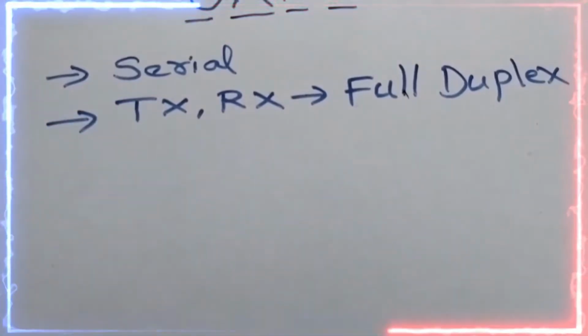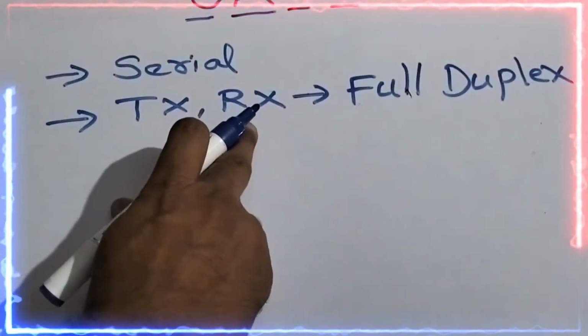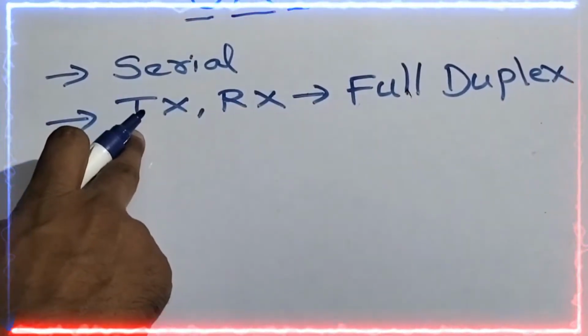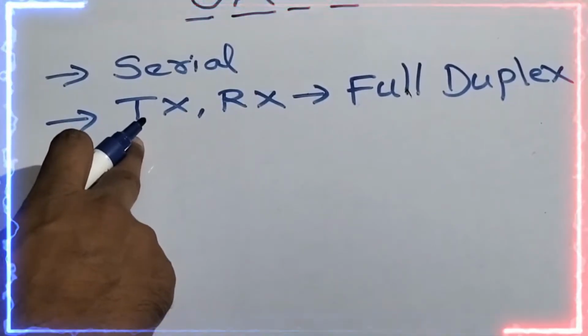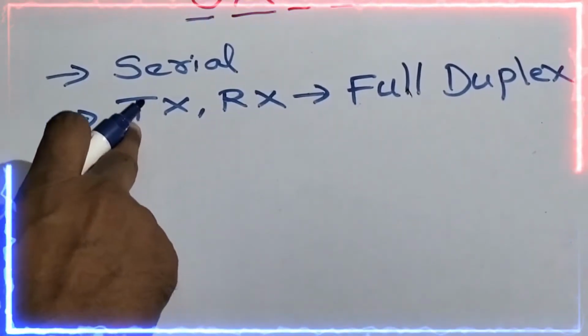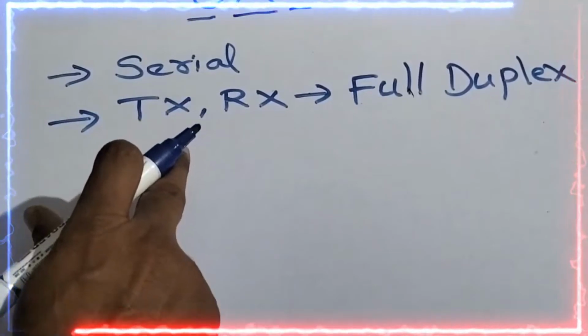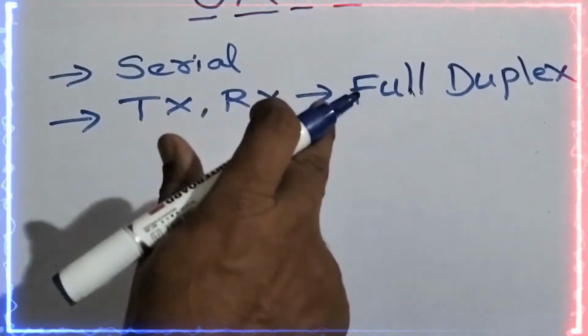If it can work only in the RX or only in the TX at a time, then it is called half duplex, friends. But if it can work independently, we call it full duplex.